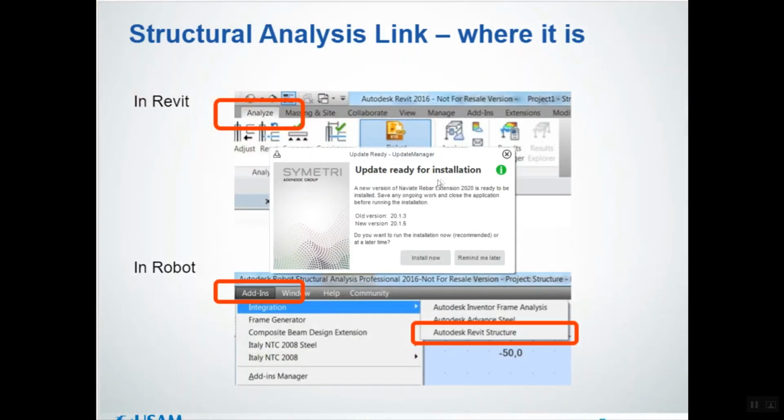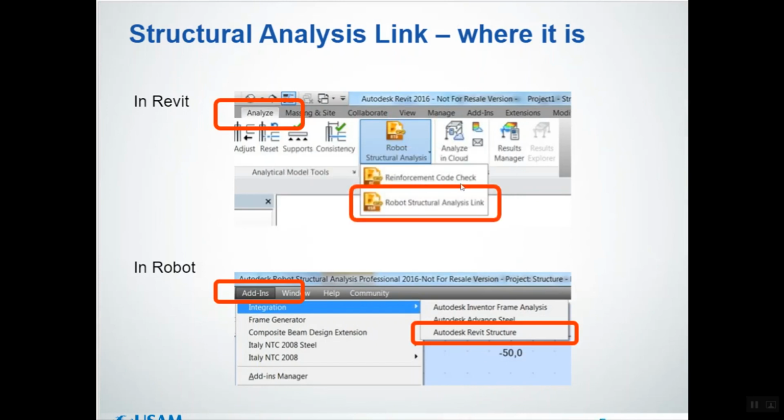Yes, the two tools will be there. The one is Reinforcement Code Check and the second one is Robot Structure Analysis Link. So this will be the thing in Revit. In Robot, it's a default thing. We'll be having it in Robot. In Robot, you can find it in add-ins. Under add-ins, integration. In integration, we'll be having Autodesk Revit Structure. So these are the two places we are going to play with this integration.